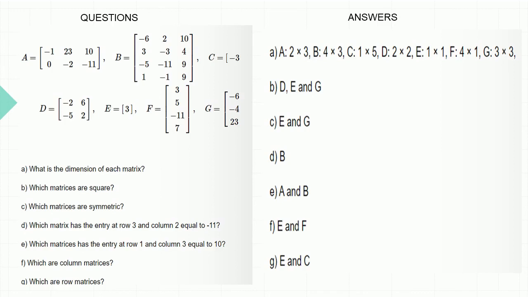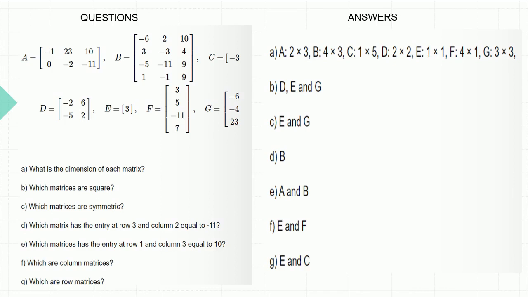And which matrix has the entry of row 1 and column 3 equal to 10? You can see in A, the first row, third column is 10, and also matrix B, first row, third column is also what? 10.